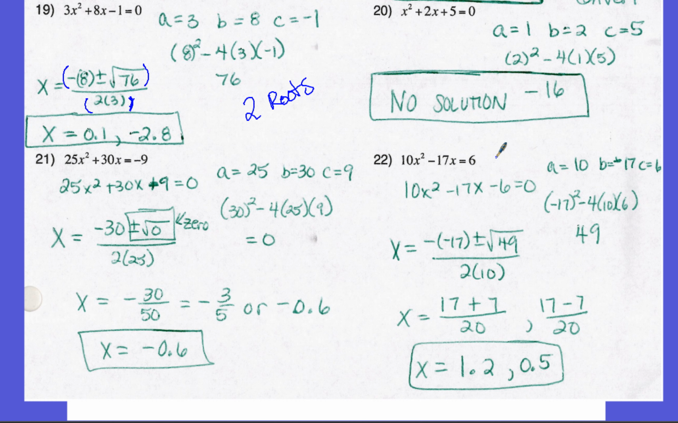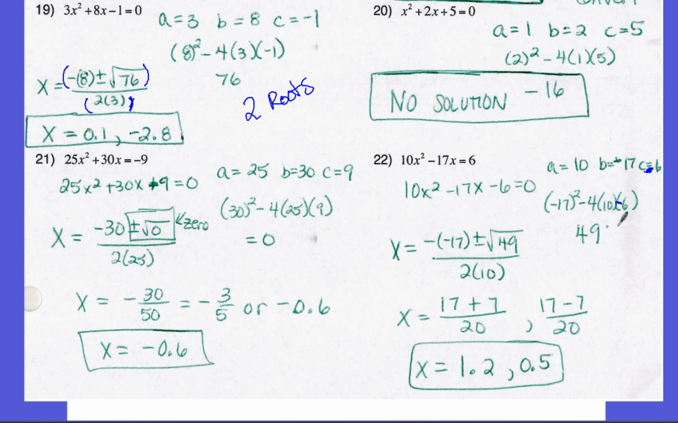And then this one, you must make it equal to 0. Same thing up here. So A was 10, B was negative 17, and C was 6. C should have been negative 6. Now that I'm looking at that, see, I even make mistakes when I go through here. So I get C equals negative 6 and negative 6 here. So we get 17 squared plus 240. Is that right? Whatever that is.